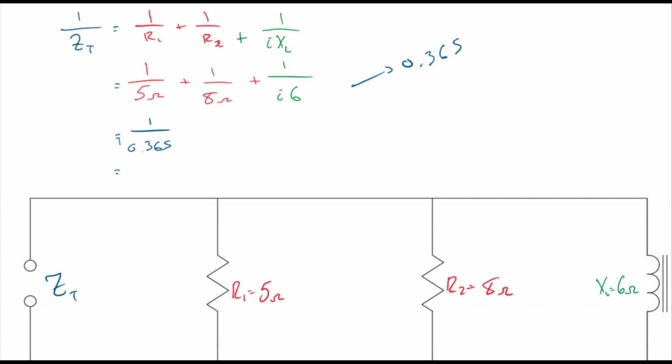It keeps all of the decimal places. But you should end up with an impedance total of 2.737 ohms. So that's what my impedance total is for this circuit.